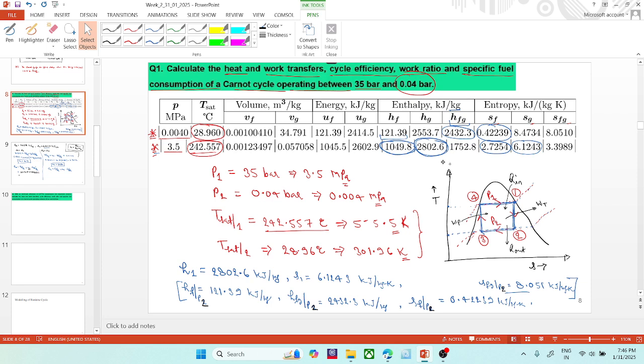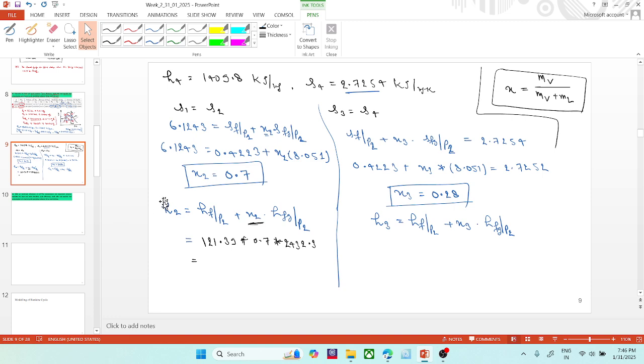So on this line, the value of x would be 1, and on this line, the value of x would be 0. Okay, so now we got 121.39 plus 0.7 into 2432.3. So the value of S2 will come as 1824 kilojoule per kg.